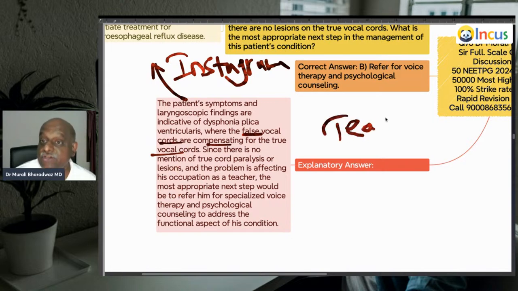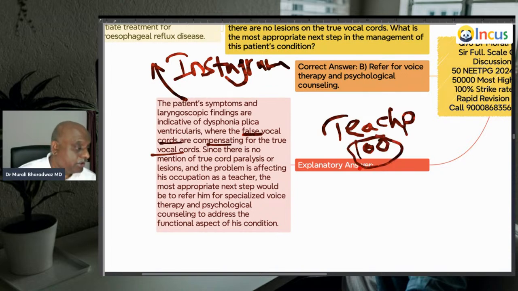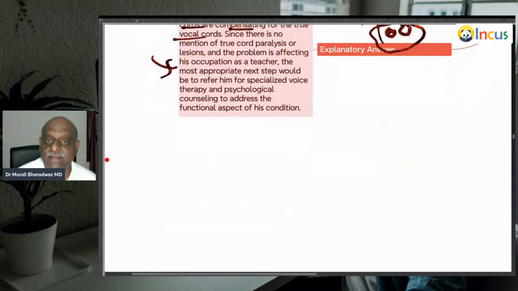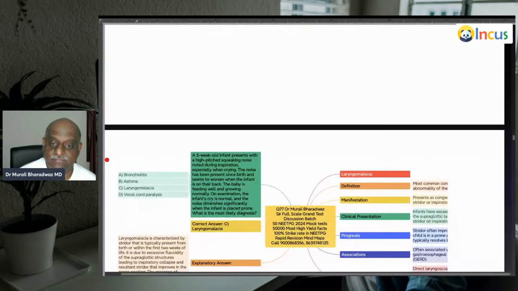Occupations like teaching, where 100 MCQs are loudly revised, obviously. That's the reason teachers and physicians need to preserve their voice now.